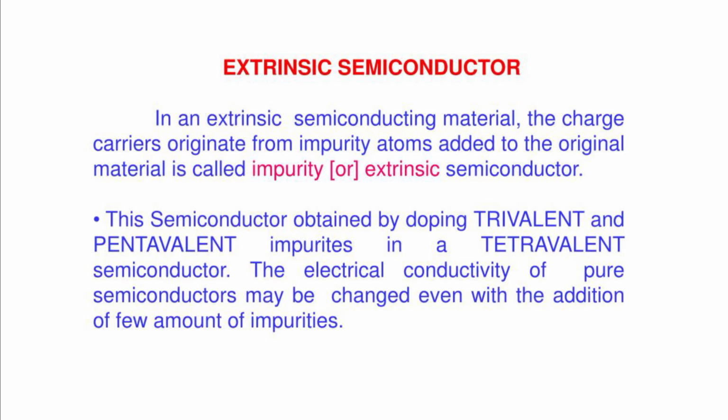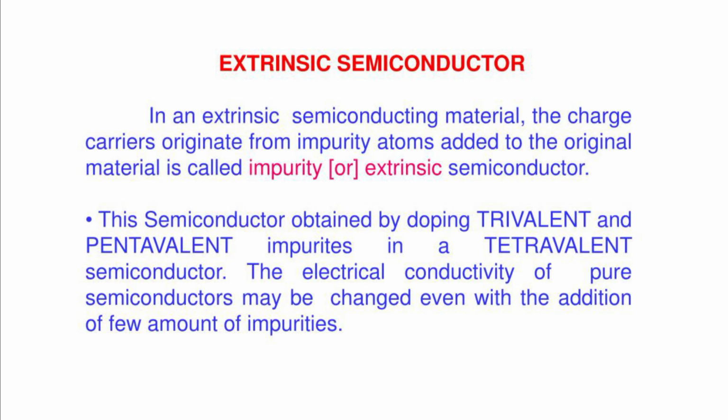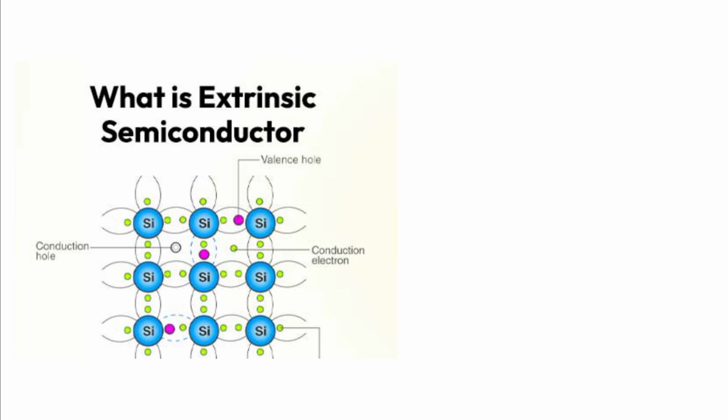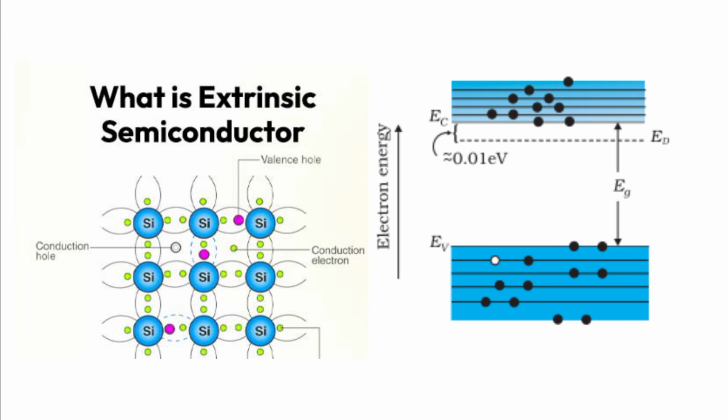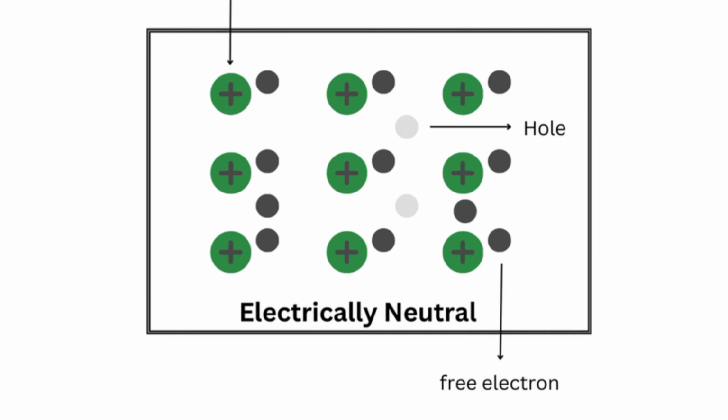So the extrinsic semiconductors are semiconductors that are doped with specific impurities. That means the impurities which are added to the semiconductor modify its electrical properties and make it more suitable for electronic devices. That means the impurities are added only to increase the charge carriers in the semiconductor.